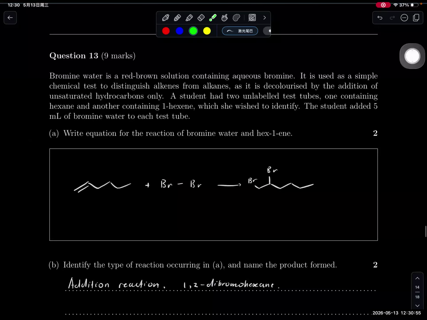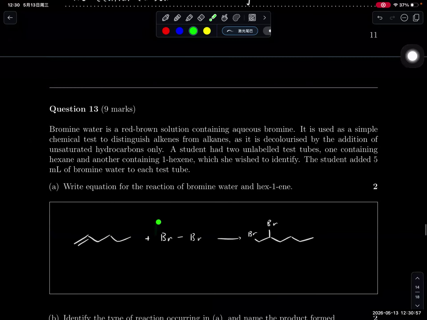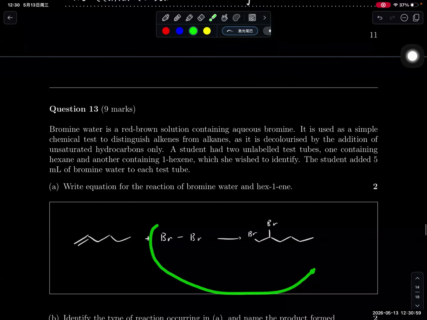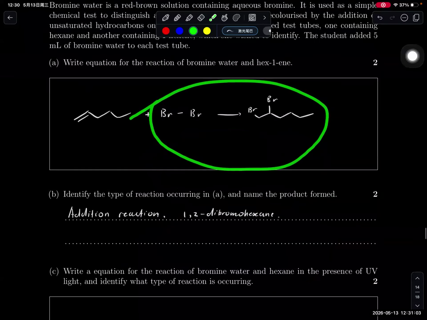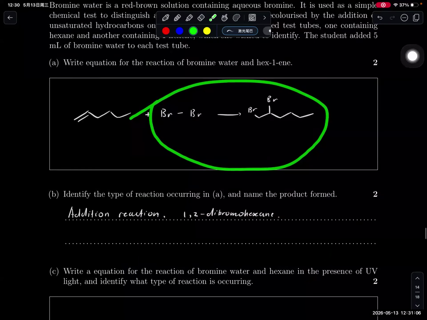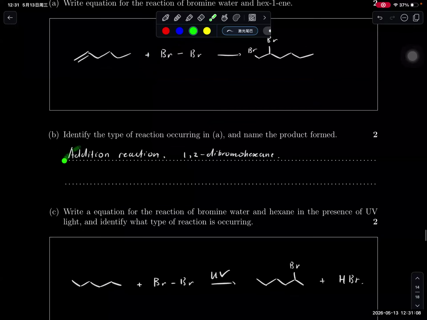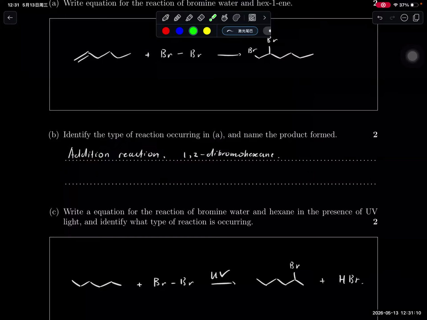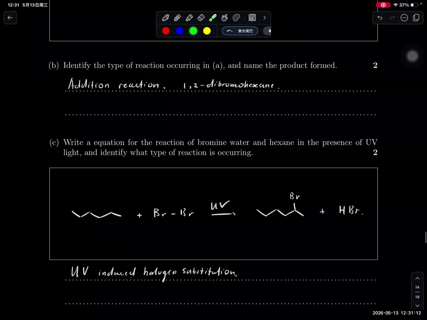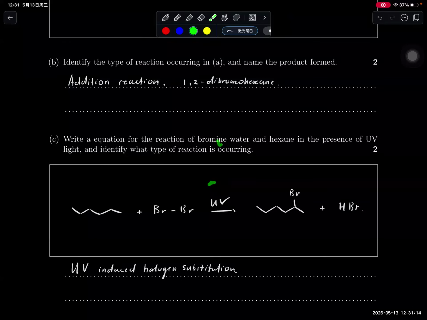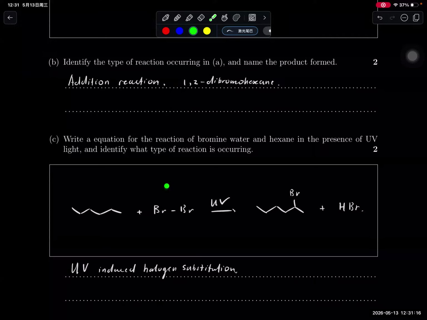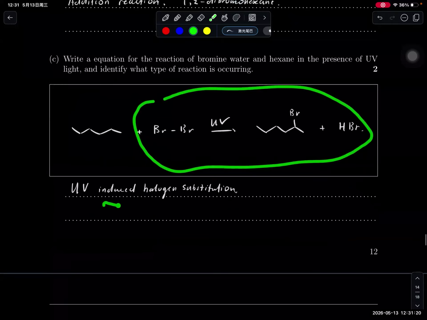Question 13, another repetitive addition reaction. Then identify the types of reaction occurring. A will be an addition reaction, and then the name of the product. Question C says to write a substitution reaction of an alkane using UV light. So we should have this as well. This is UV-induced halogenation.